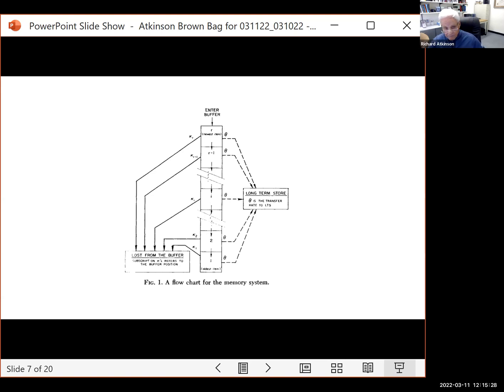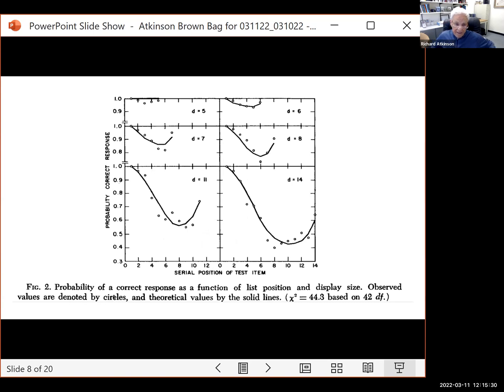We moved to fit that to some data. And this was a little experiment that had been done by a postdoc in my lab. This is what Rich and I first looked at. And here is the set of data. And what you see there are the predictions from the theory. And it's based on 3 parameters. One, the size of the buffer. In this case, I think it was 5.